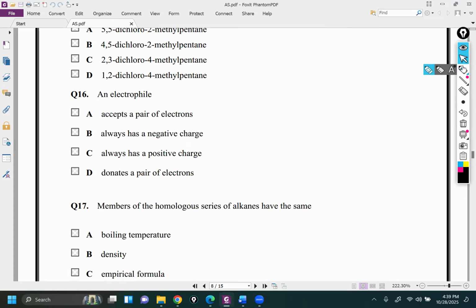And electrophile, now this is an easy question. Electro means electron and phile means loving. So electrophiles are electron-loving species. If they like electrons, they accept a pair of electrons, so yes, this could be correct. It is electron loving and it will accept a pair of electrons, instead of always has a negative charge. No. Always has a positive charge. No. This is confusing. Donates a pair of electrons? No, it will accept because it is an electrophile.